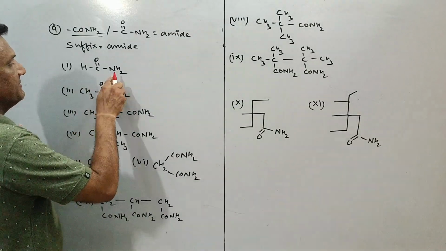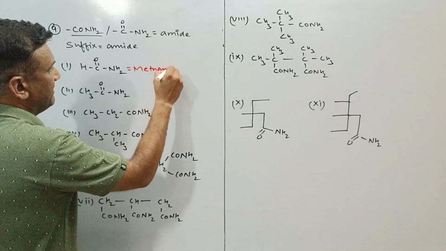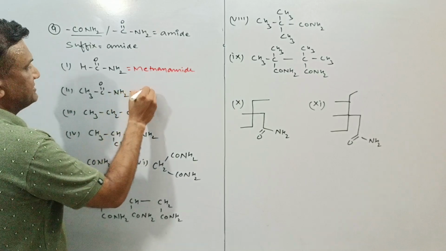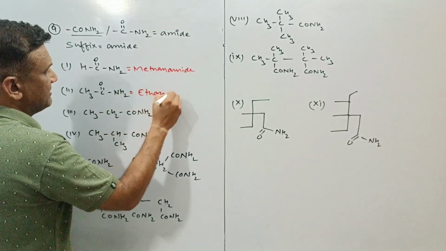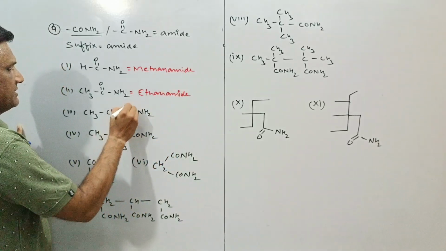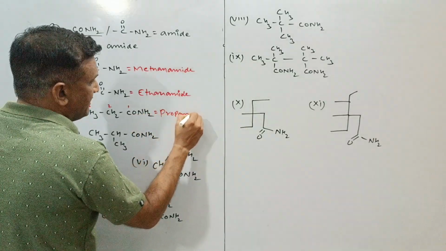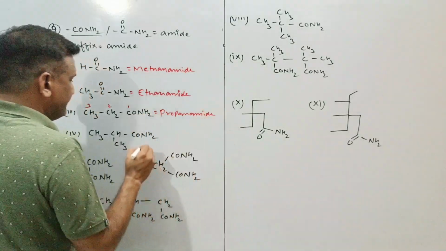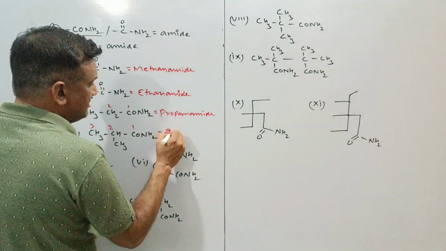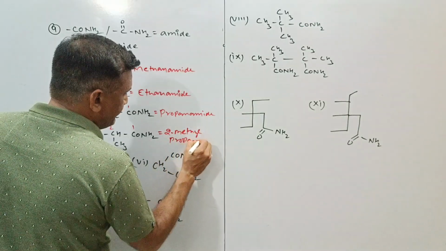Here is one carbon atom in the entire compound, so it will be meth, single bond an, and amide will be the suffix. So methanamide. Here there are two carbons in the chain, so eth, single bond an, and amide will be the suffix. If we go further, there are three carbon atoms, so it will be propane, and amide will be the suffix. For three carbon atoms it will be propane, but over the number 2 position there is 2-methyl. So this is 2-methylpropanamide.